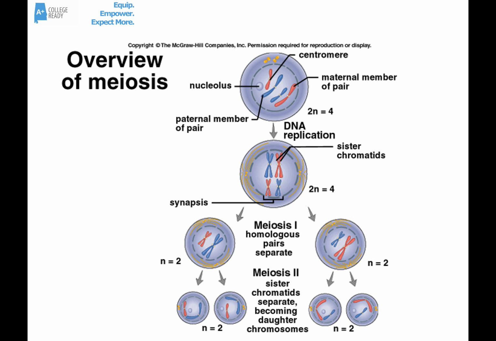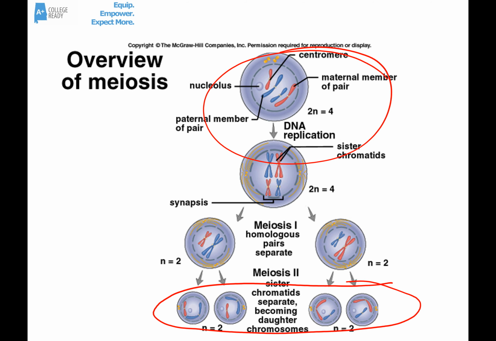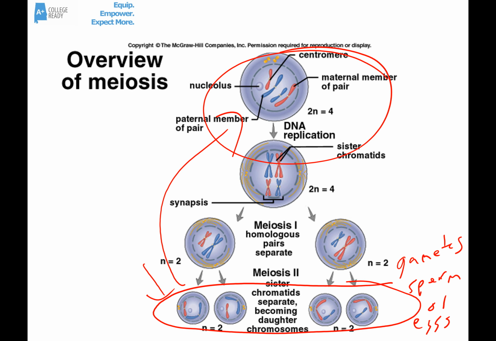And when it's all over, we'll end up with 4 cells. These 4 cells have half the number of chromosomes as the original germ cell they started from. These cells will mature and they'll become gametes, either sperm or eggs. And these 4 are all genetically different from each other, and they're all genetically different from the cell they started with.